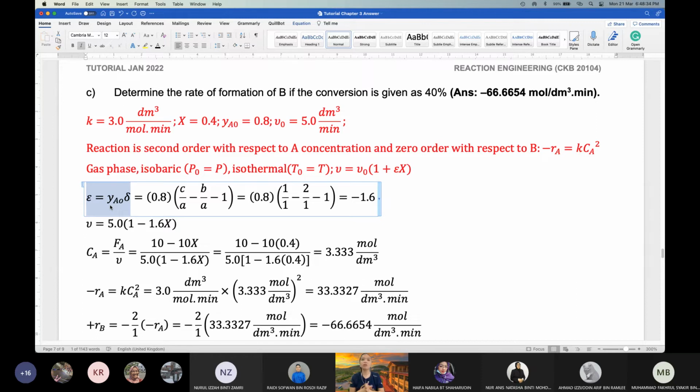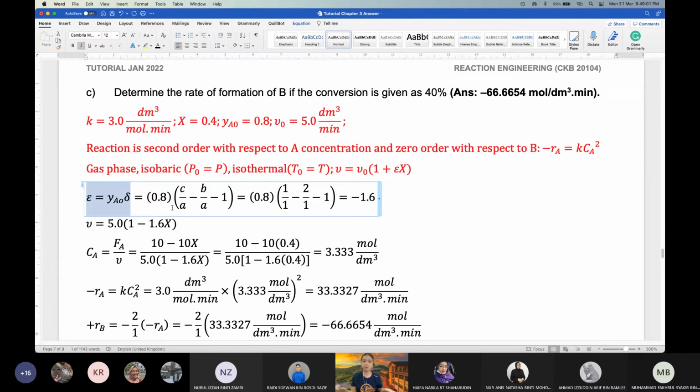What is YA0? YA0 kamu dah pernah belajar kan? Initial mole fraction of A. Itu YA0 yang biasa. Dalam soalan kalau kamu ingat, it says initially 80 mole percent A. So YA0 tu 0.8 lah. Okay, tu tak apa, YA0 saya sudah faham. Sigma yang jadi masalah sebab sigma pun ada lagi sub-equation. So you have one equation, sub-equation, lagi satu sub-equation.